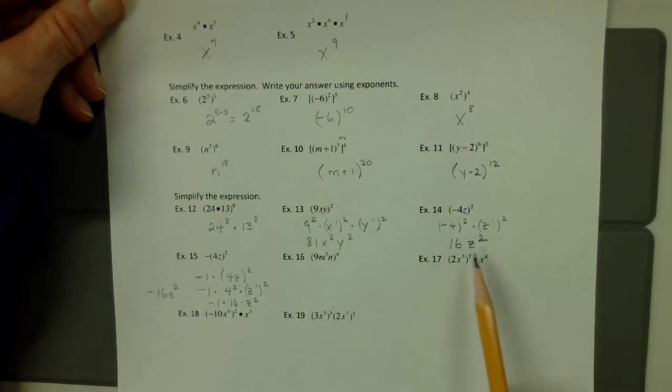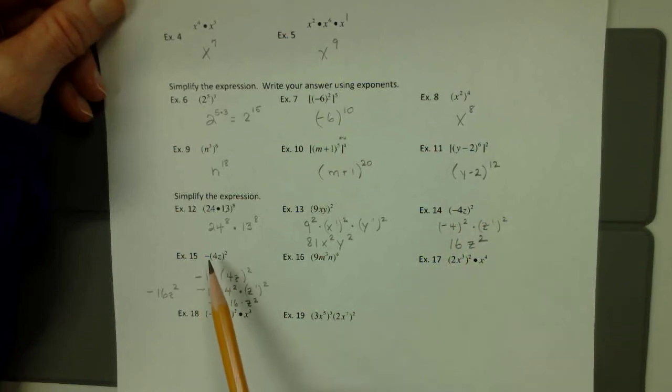Notice the difference over here that we ended up with a positive term as an answer. That's because the negative was inside the parentheses and was squared. Over here the negative is outside of the parentheses, therefore it doesn't get squared. That's why it's a negative for your final answer.